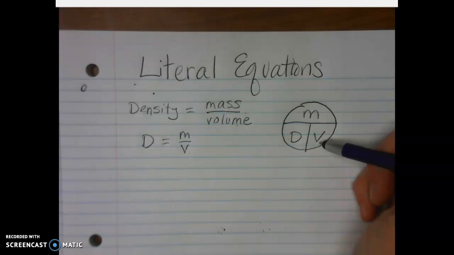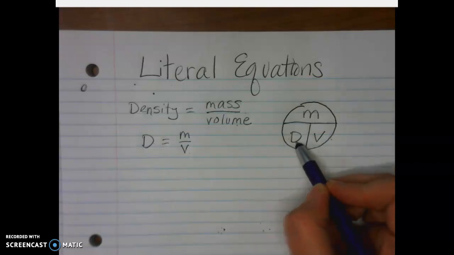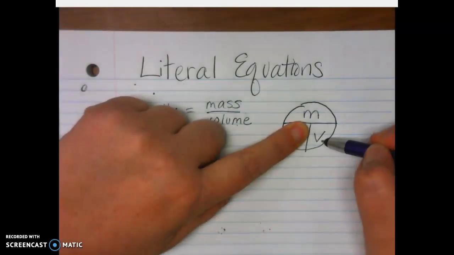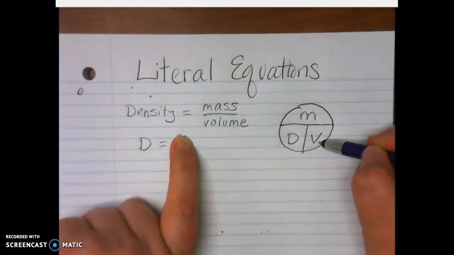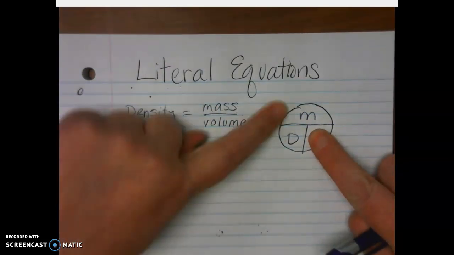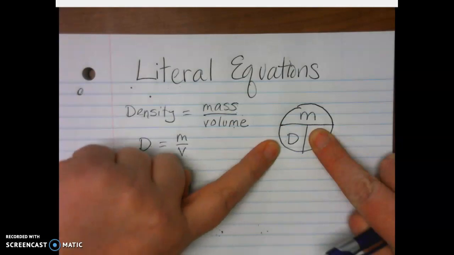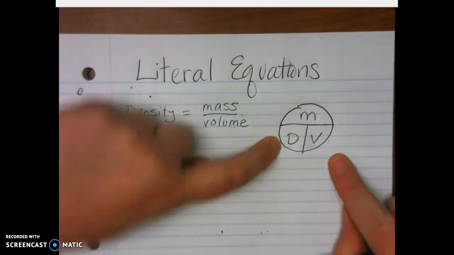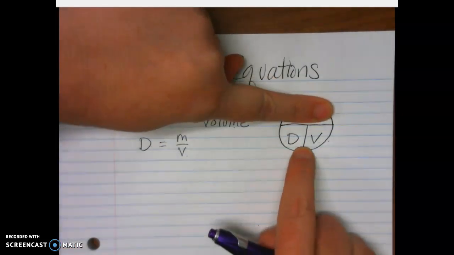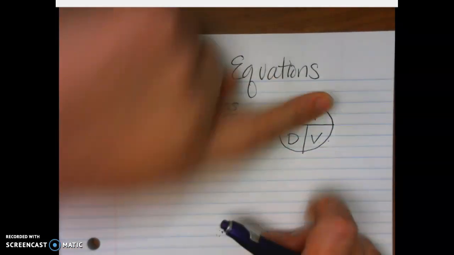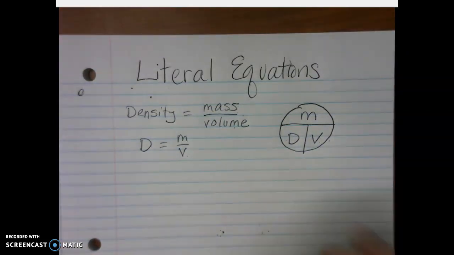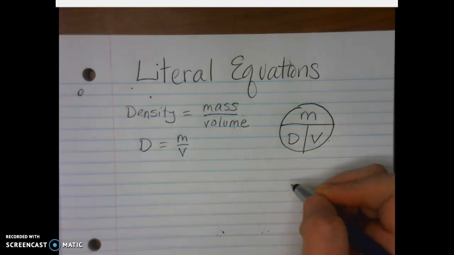So if I want to solve for density, well, I remove density. Well, I have mass divided by volume, just like I have over here. If I want to solve for volume, I have mass divided by density. If I wanted to solve for mass, well, that's really cool. I have density times volume. It's like magic. It's really cool. Okay?